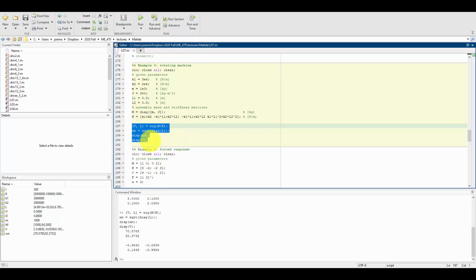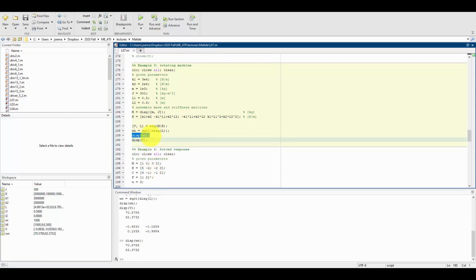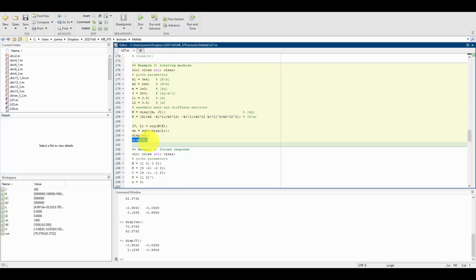Right, so what we have are our natural frequencies, omega n or wn here. I'll print them out again. So our smaller natural frequency, 70.6 radians per second, because everything's in base units. And our larger natural frequency, 82.4 radians per second. And then our mode shapes, column 1 associated with 70.6 radians per second, and column 2 associated with the second natural frequency, the 82.4 radians per second.